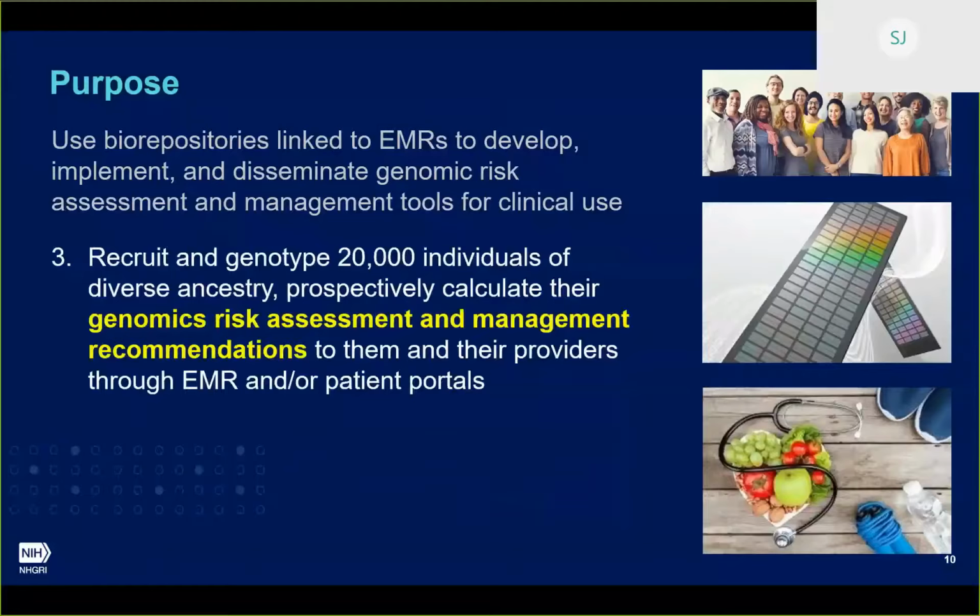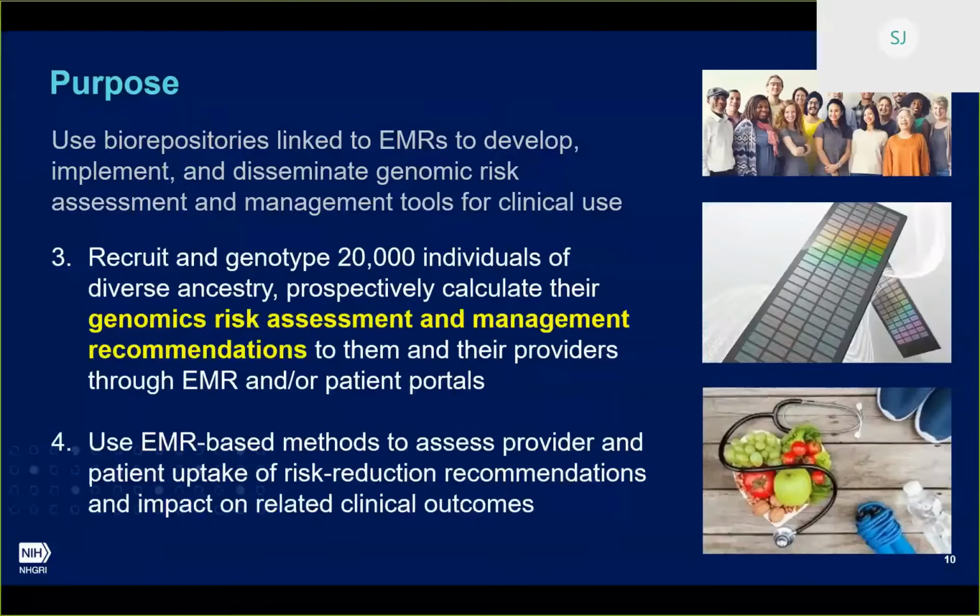Once this is determined, the idea is to recruit and genotype 20,000 individuals of diverse ancestry and then prospectively calculate these risk assessments and provide those to the clinicians taking care of those issues as it relates to their primary prevention of disease, and then follow them longitudinally, and from that, use the electronic medical-based records to assess what outcome and the uptake of the risk reduction recommendations as we go forward.